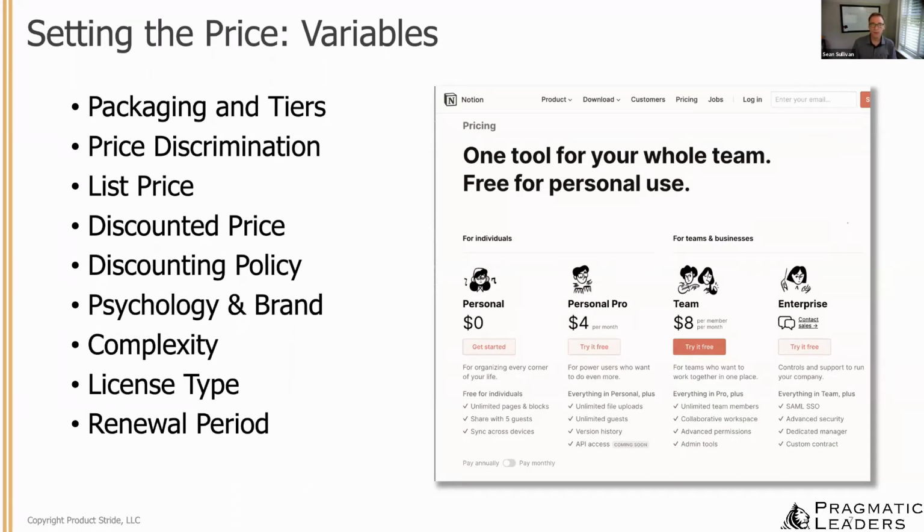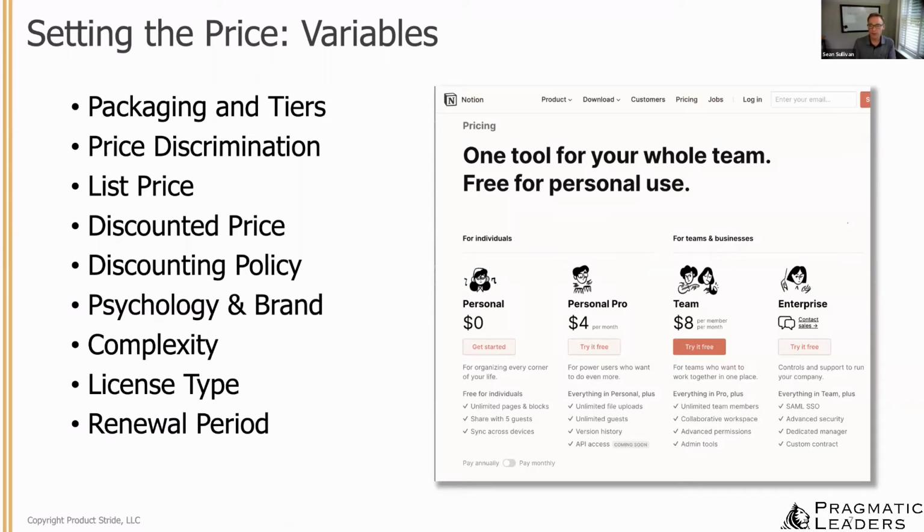The first is about packaging and tiers. Packaging your product is sometimes left to product marketing or marketing, but it's really part of the pricing. And this is to say, what are the features in your product that you're going to offer at a certain price point? Do you offer feature A, B, and C? And do you leave D and E to another tier?